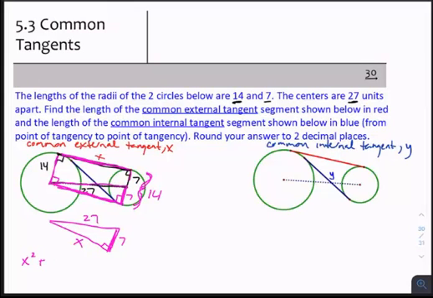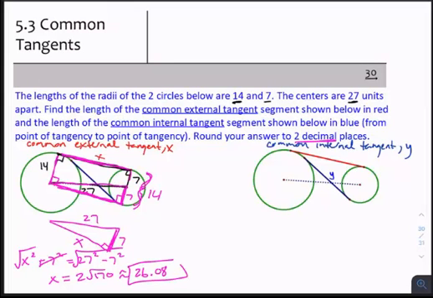The sum of the squares of the 2 legs, x squared plus 7 squared, is equal to the hypotenuse squared. If I subtract 7 squared from both sides and then extract the square root, I get x is equal to, in exact form, 2 root 170. And the decimal equivalent to 2 decimal places is 26.08 as my missing length x, my common external tangent.